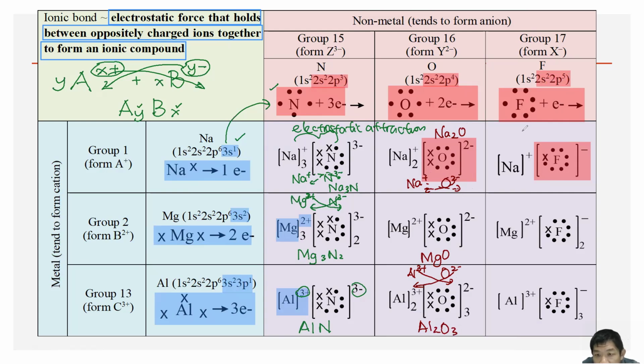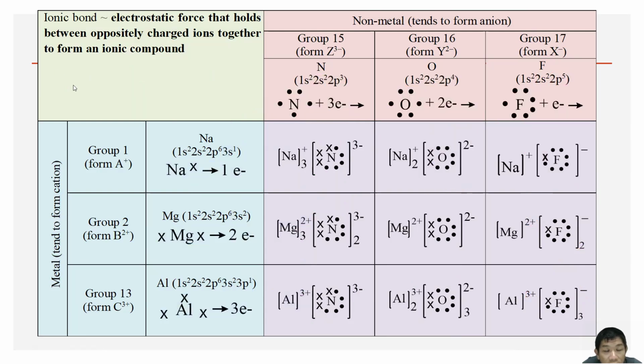Finally, if you have Na+ with F-, you form NaF. If you have Mg2+ react with F-, you have MgF2. And if you have Al3+ with F-, therefore you have AlF3. With that, that is how you represent the formula of the ionic compound that may be formed between two oppositely charged ions. Hope that you understand. Okay, then let's have a look at a few more examples.